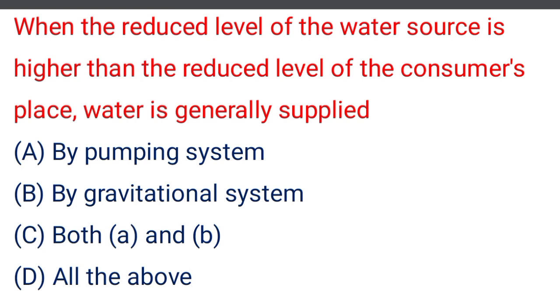Today we are going to see the MCQ related with water supply engineering. So the first question, when the reduced level of the water source is higher than the reduced level of the consumer's place, water is generally supplied option A by pumping system, option B by gravitational system, option C both A and B, option D all the above. So the correct answer is option B by the gravitational system because the consumer place is lower than the water source.